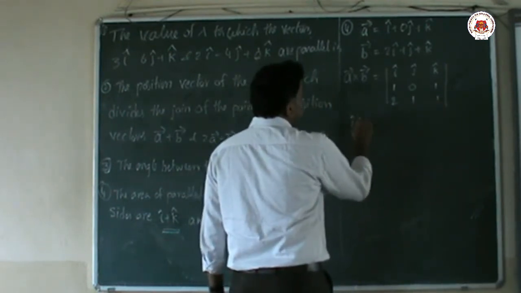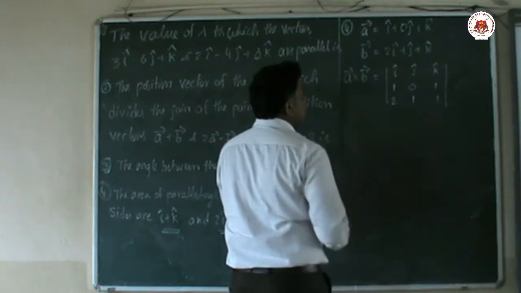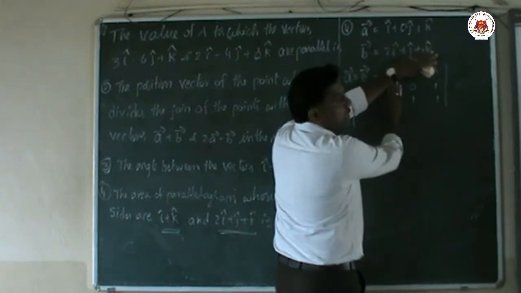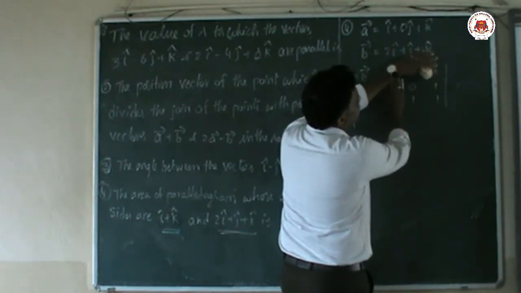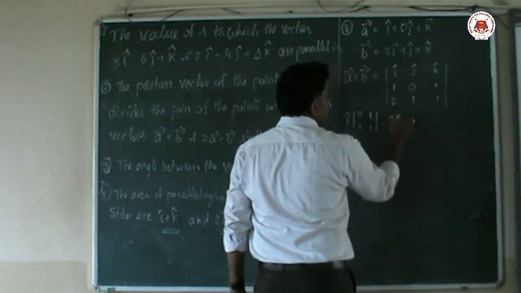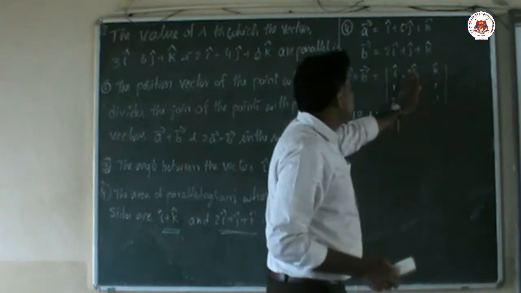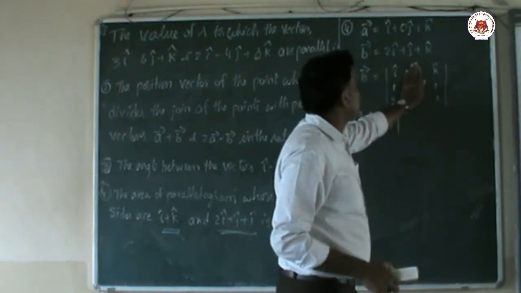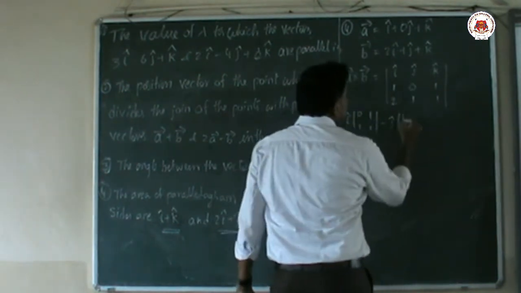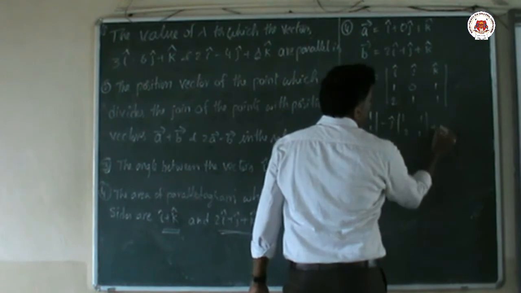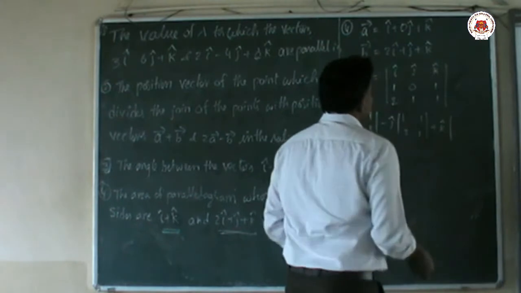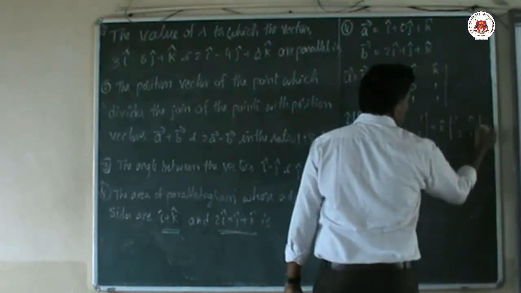So if we do the cross product, for the j column, you need to take the second column and first row, and then what is remaining here is 1, 1, 2, 1. Next one is k. K means it is the third column and first row, so the determinant is 1, 0, 2.